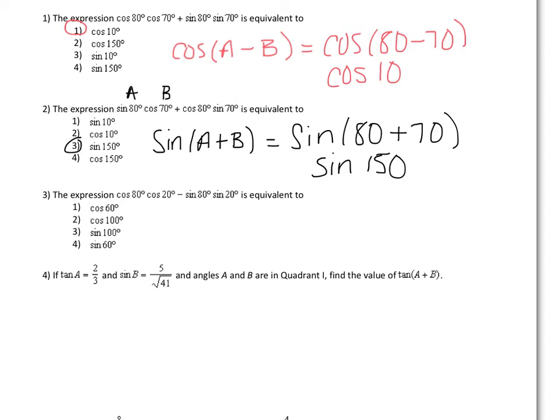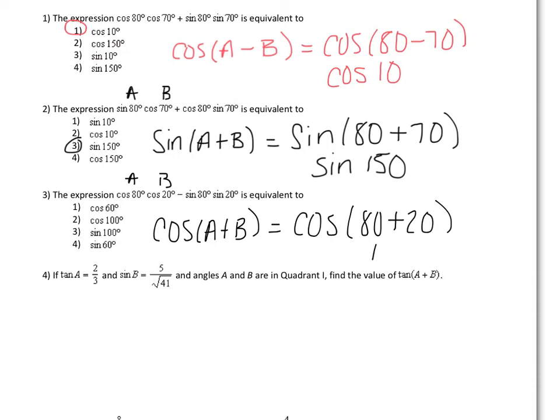Okay, number 3. Look at those formulas again and find where you have cos cos minus sine sine. And cos cos minus sine sine is cosine of a plus b. So again, we'll call a 80, b 20. So cos of 80 plus 20. And 80 plus 20 is 100, so cos 100, choice 2.